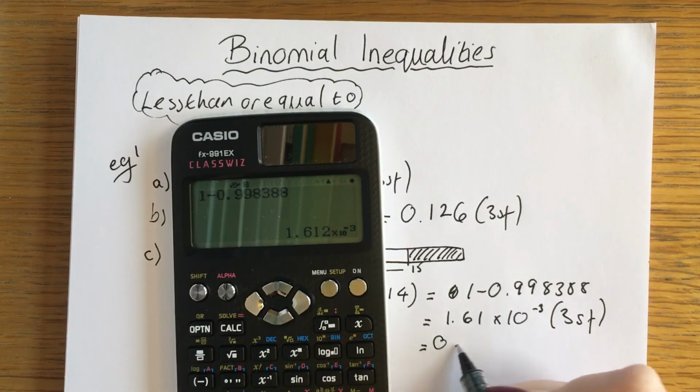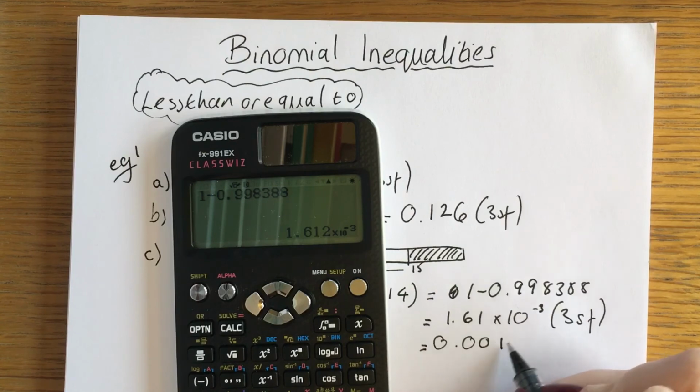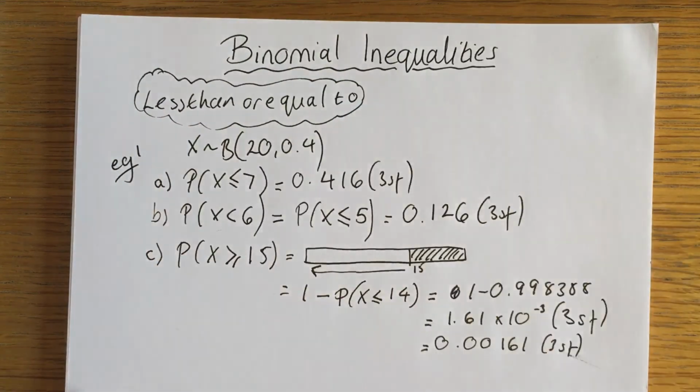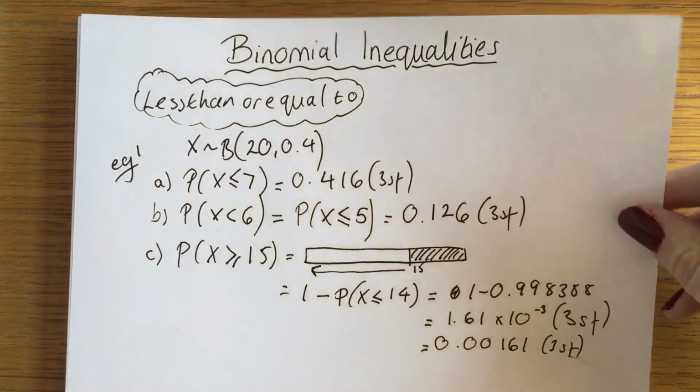But I can translate that to be 0.00161 in ordinary form. Now, if you are someone that can't remember quite in the panic of the exam how to translate that back, you can give your answer in the standard form. That would be acceptable if you needed to.